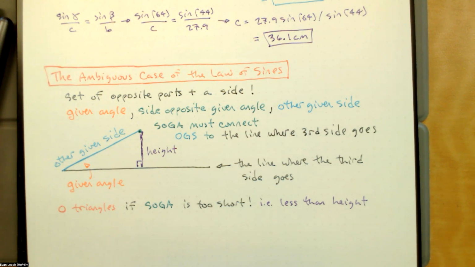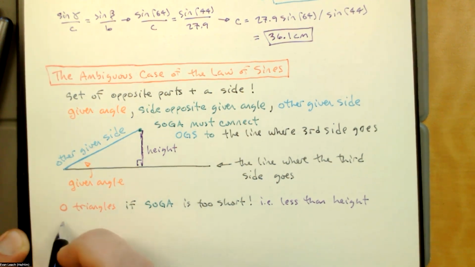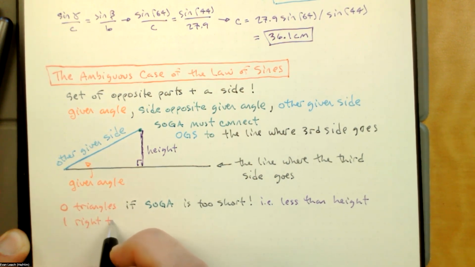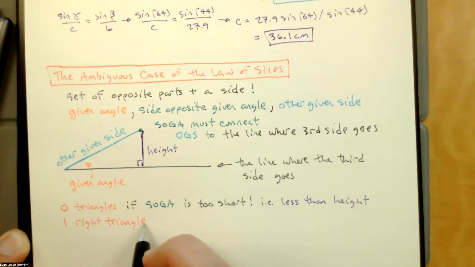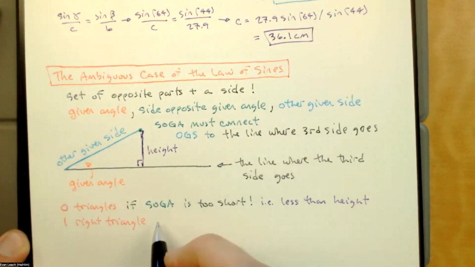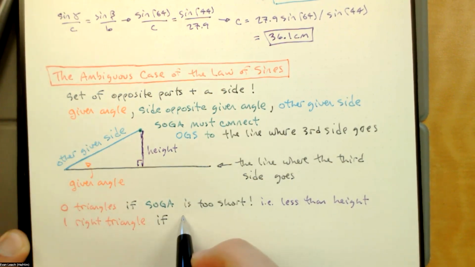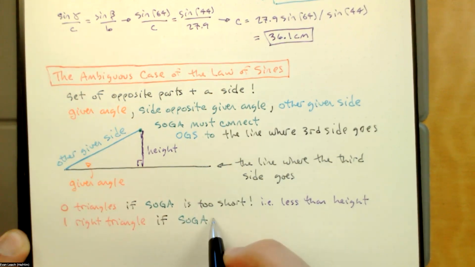So we get zero triangles if the side opposite the given angle is too short. That is, it's less than the height. We get exactly one right triangle if the side opposite the given angle is equal to the height, like exactly equal to the height. So we get one right triangle if the side opposite the given angle is equal to the height.